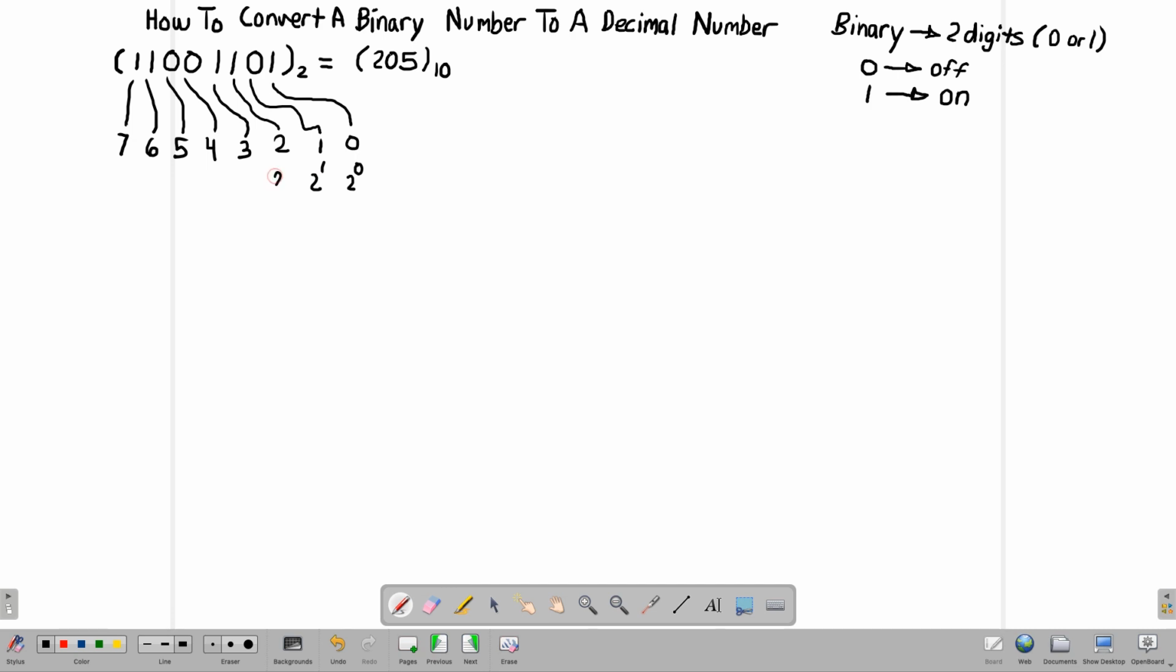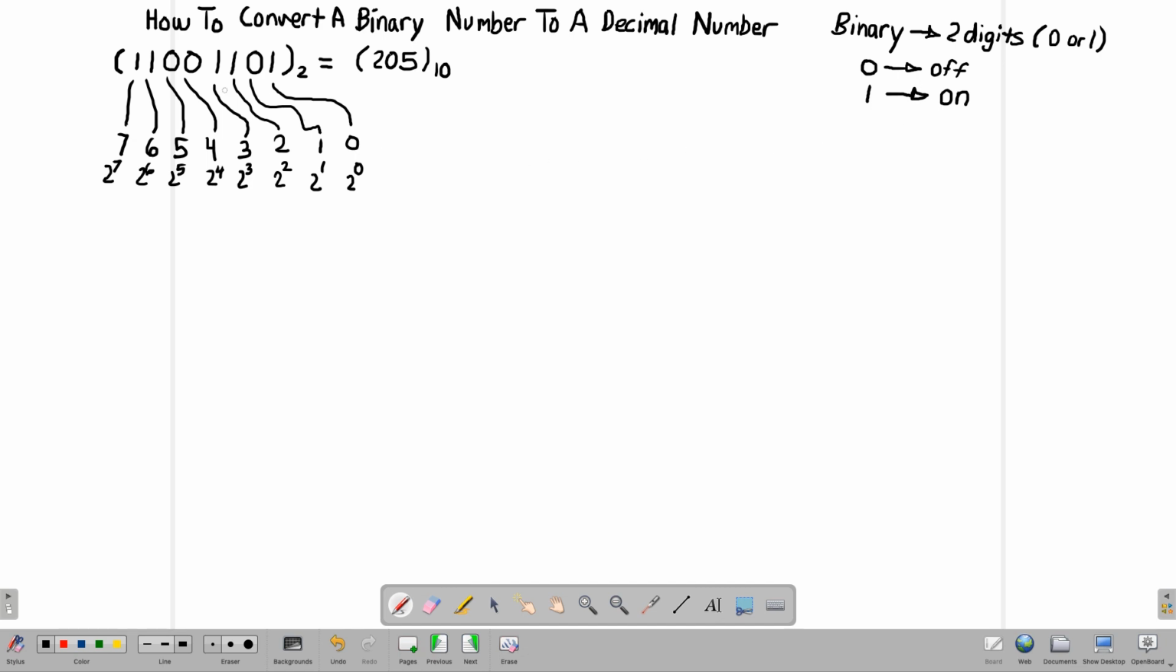The second position represents 2 to the second power, and we just keep going. So we have 2 to the 4, 2 to the 5th, we have 2 to the 6th, and 2 to the 7th. Alright, now we look at the notes up here. We said that 0 represents off, and if we have a 1, it represents on.